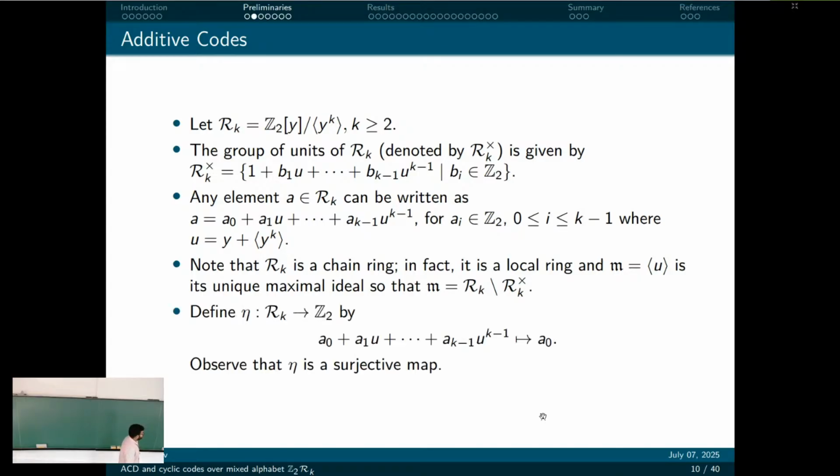So then we define a map theta from R_k to Z2, where any element a_0 + a_1u + ... + a_{k-1}u^{k-1} is mapped to a_0. And we can clearly see that this is a surjective map.